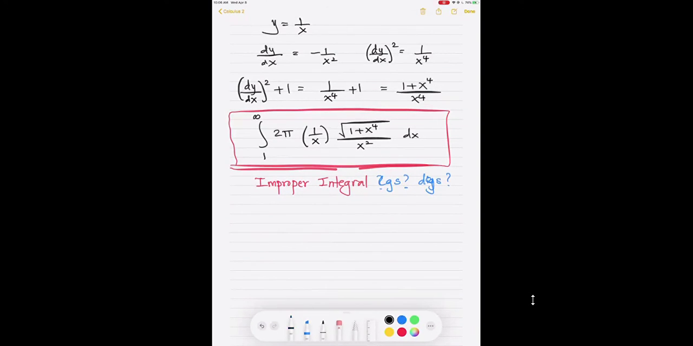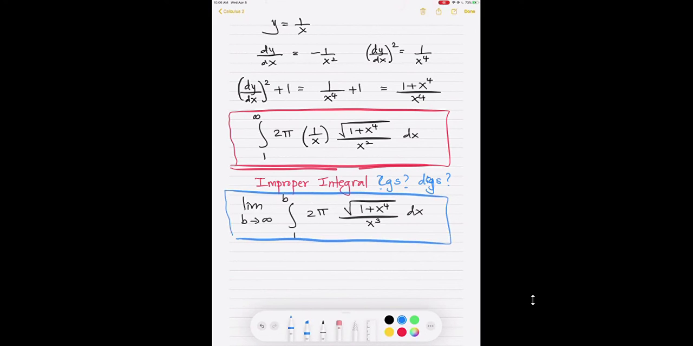So to compute this, I would have used the limit as b approaches infinity, integral from 1 to b, 2 pi, square root of 1 plus x to the 4 over x cubed dx. I want to point out to you that u-sub doesn't work. If you try to do it right now, u-sub is out. Trig substitution and all of that do not work. But more importantly, because it's an improper integral, maybe I want to answer this question first.